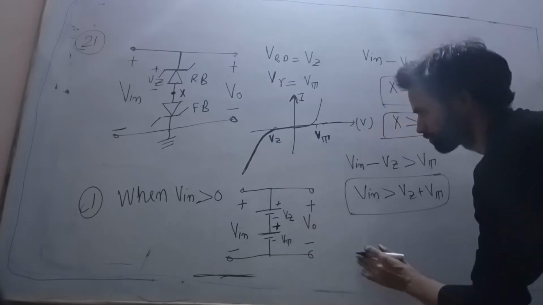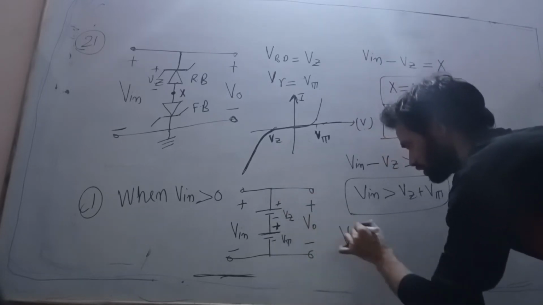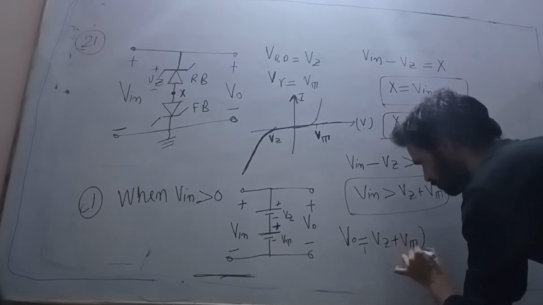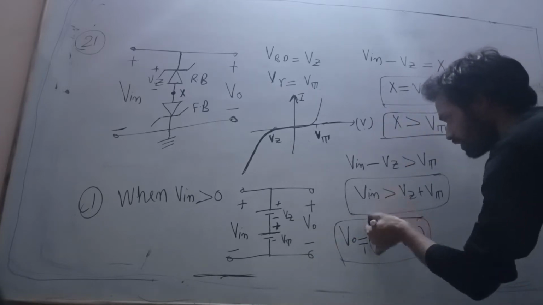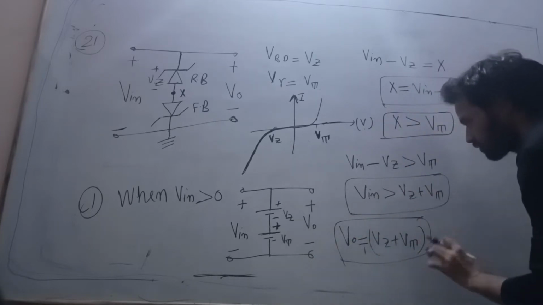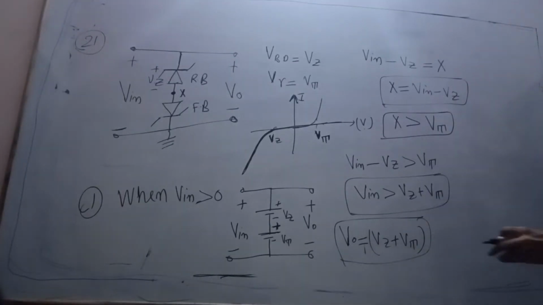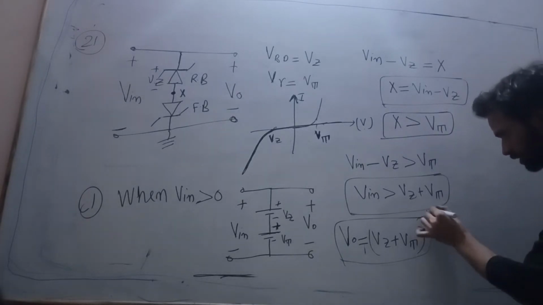Now let us see V naught. Apply KVL here, and we will get V naught is equal to VZ plus VT. This is my V naught. When V in is greater than VZ plus VT, at that time V naught is equal to VZ plus VT.